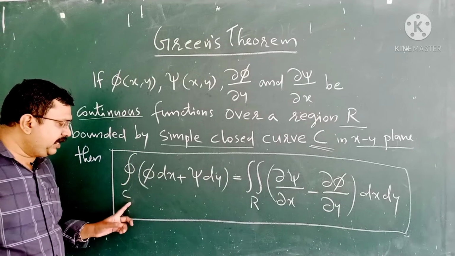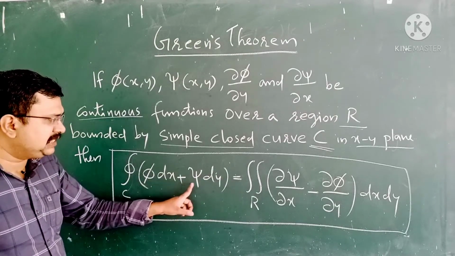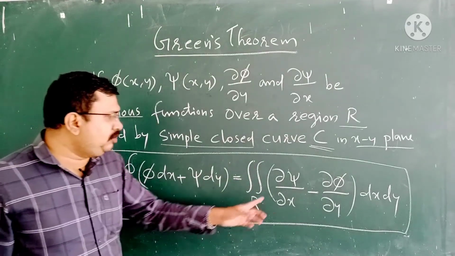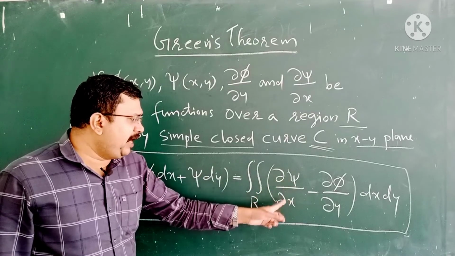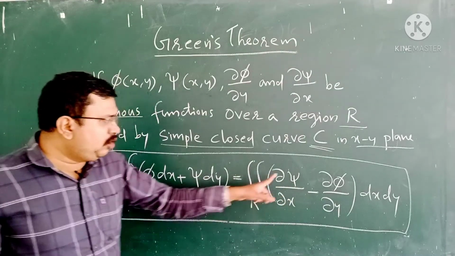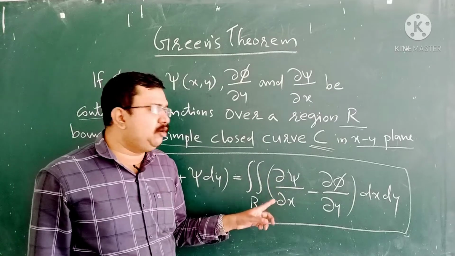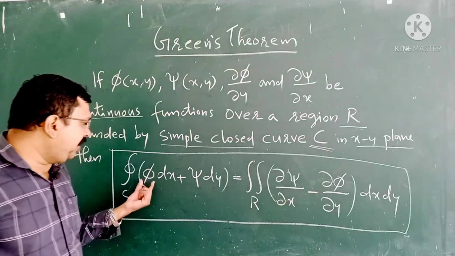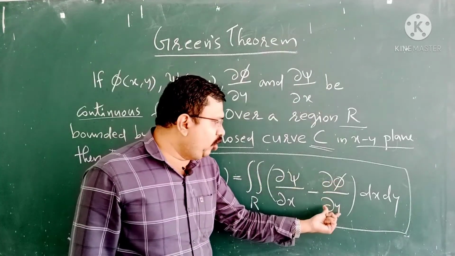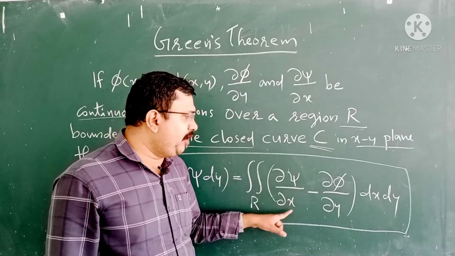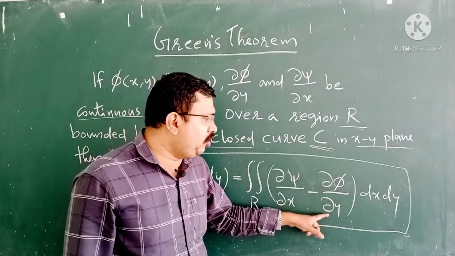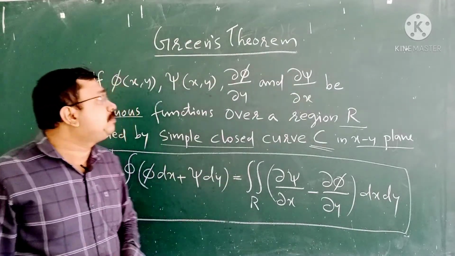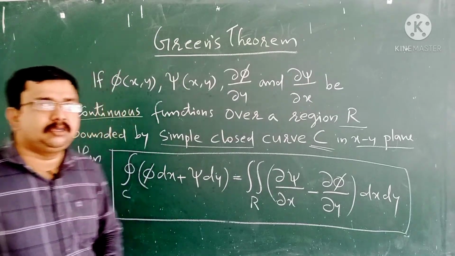Remember that the circular integral over C phi dx plus psi dy is equal to the double integral. First you find dou psi by dou x. Here is psi, so you find the partial derivative of psi with respect to x, minus dou phi by dou y, where phi is here. First dou psi by dou x minus the second one, dou phi by dou y, dx dy. Okay, this is the statement of Green's theorem. Please write it down in your notebook.